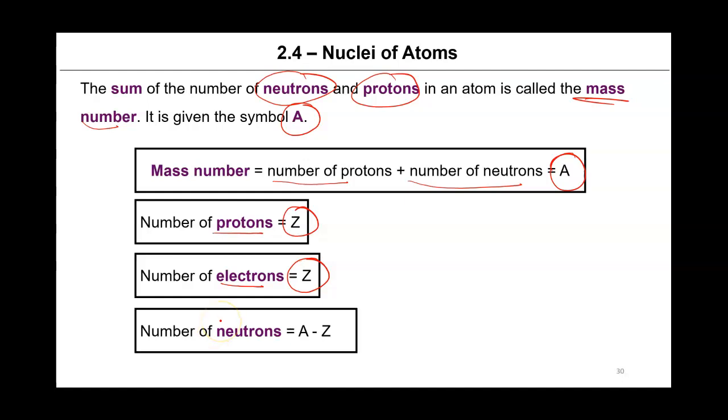And if we want to know the number of neutrons, it's pretty easy. We take the mass number and then we subtract from that the atomic number. So big number minus small number gives us the number of neutrons.